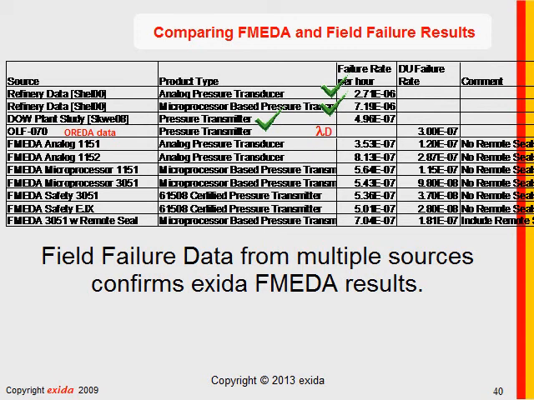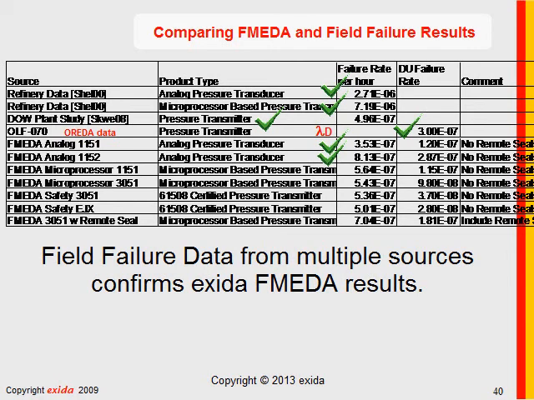In the OREDA database, they publish a dangerous failure rate of 3 times 10 to the minus 7. We can use this data to compare to FMEDA results. The first one we looked at, for example, was an analog pressure transmitter. It's a type A device. It had basically 4 times 10 to the minus 7, and another analog pressure transmitter design that was a bit more complex had 8 times 10 to the minus 7. Those two numbers matched the Dow data pretty closely.